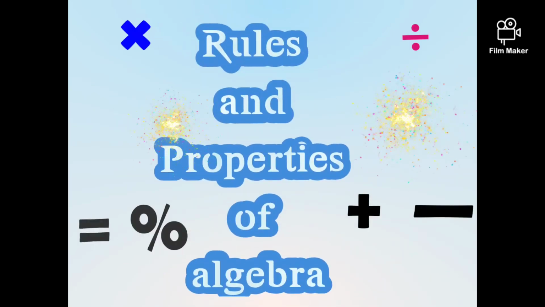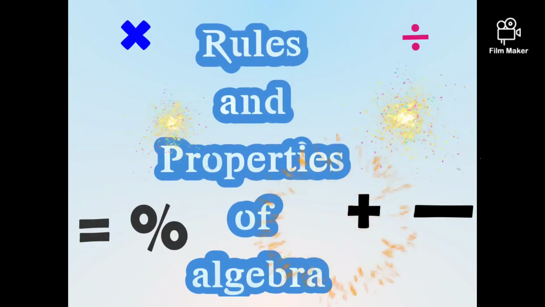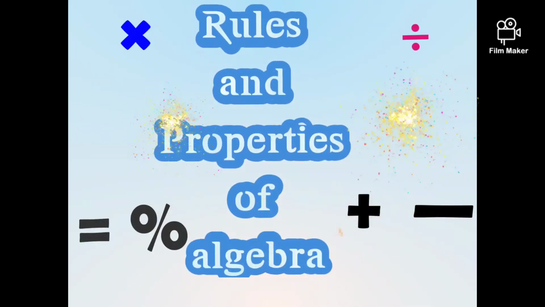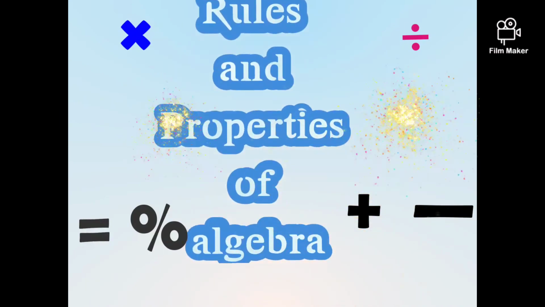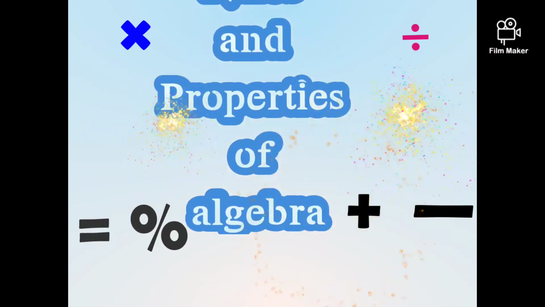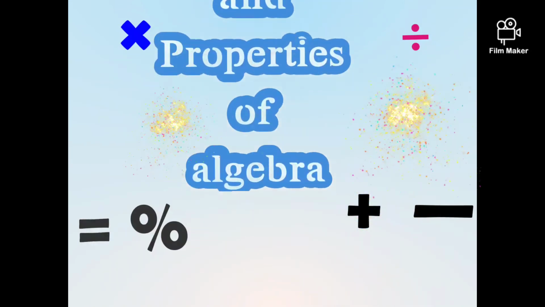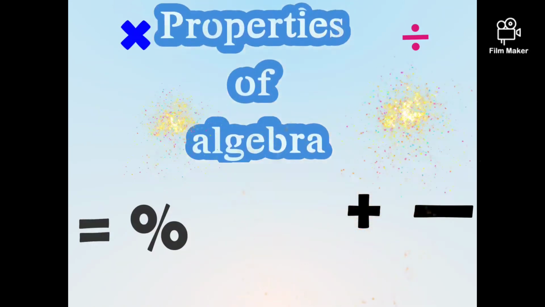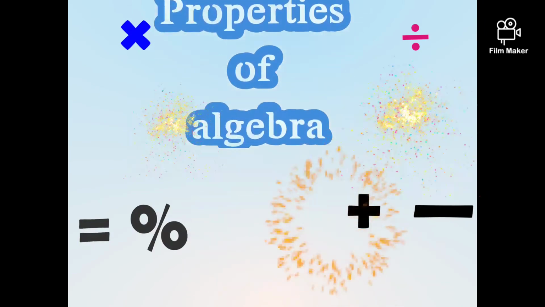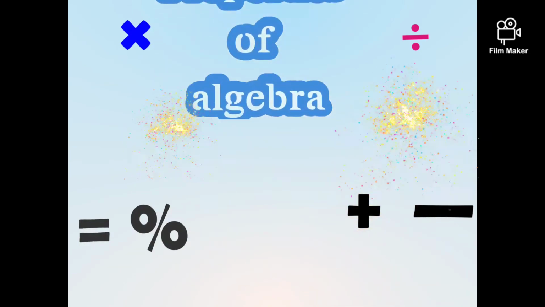In this video, we will be learning the rules and properties of algebra. In the previous video, we tackled some of the rules and properties of algebra. We had the associative, commutative, distributive, and inverse of operations. Now, let's learn some more. Are you ready?